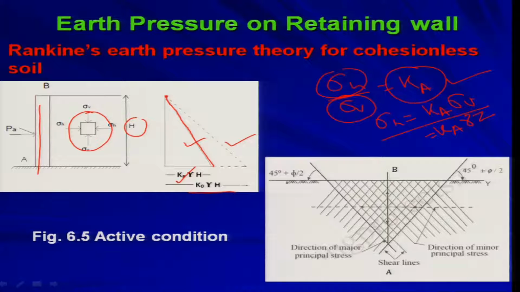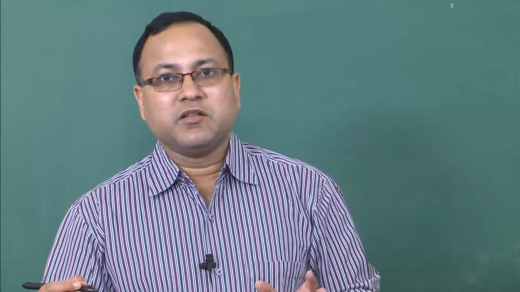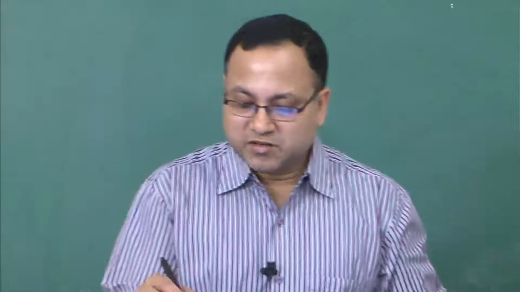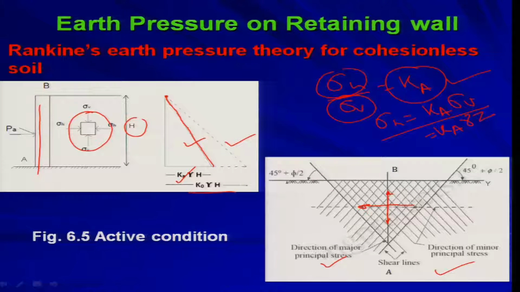Now, in this figure, in case of active state, what is the direction of the major principal stress? The direction of the major principal stress is vertical. Therefore, what will be the direction of the minor principal stress? That will be 90 degrees from the major principal stress direction, so it will simply be horizontal. This is the minor principal stress direction.